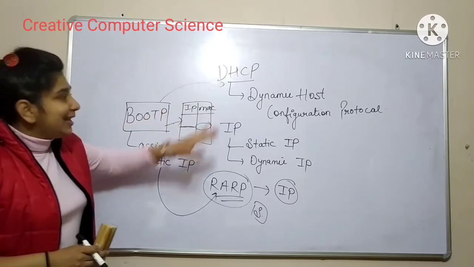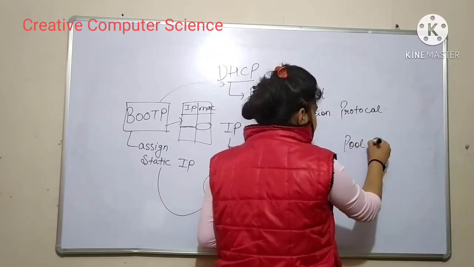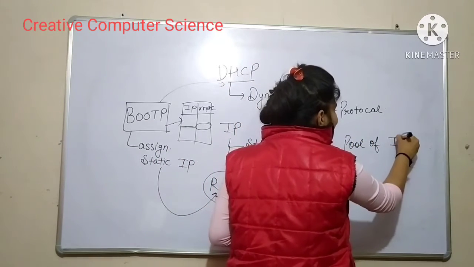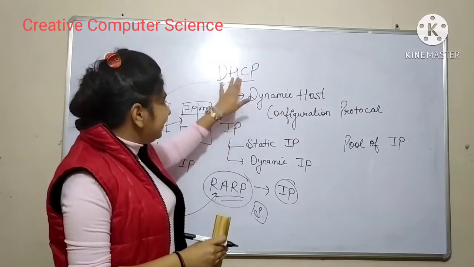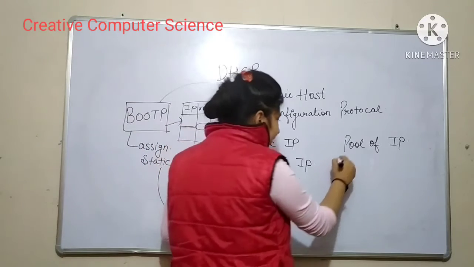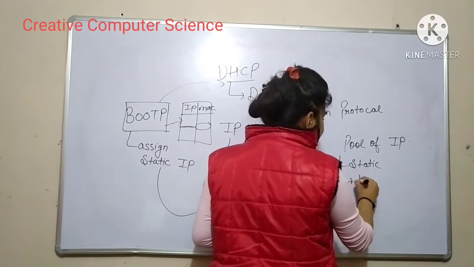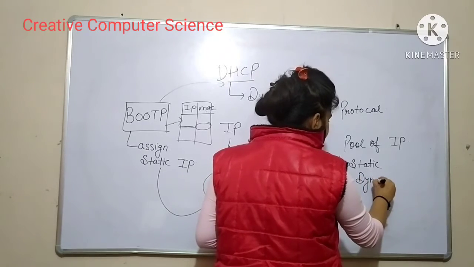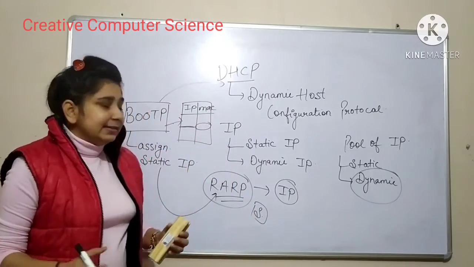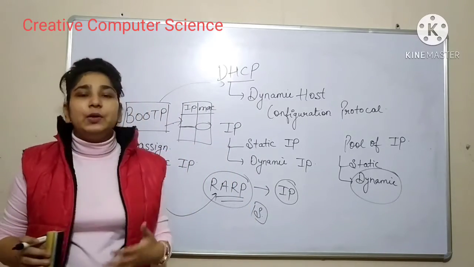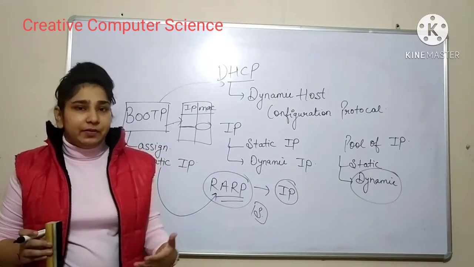In DHCP we have a pool of IP addresses. Some of the IP addresses in DHCP are static and some of the IP addresses are actually dynamic. All the clients, all the machines which are connected to the network, are given dynamic IP addresses.